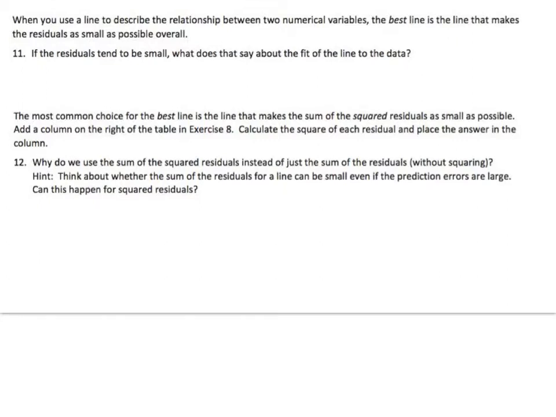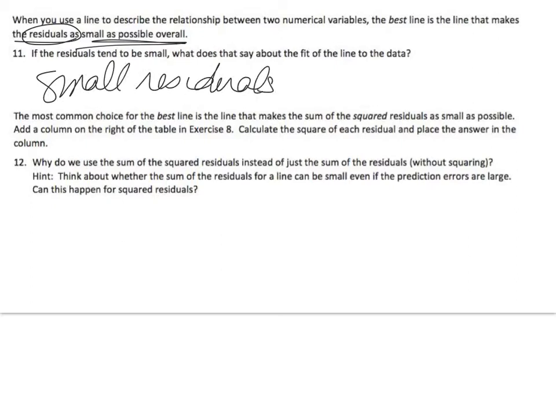When you use a line to describe a relationship between two numerical values, the best line is the line that makes the residuals as small as possible overall. You want that total residual as small as possible. If the residuals tend to be small, what does that say about the fit of the line to the data? Smaller residuals are a good thing. It's a good fit. The line is pretty awesome.